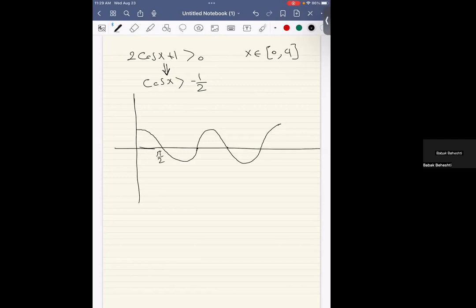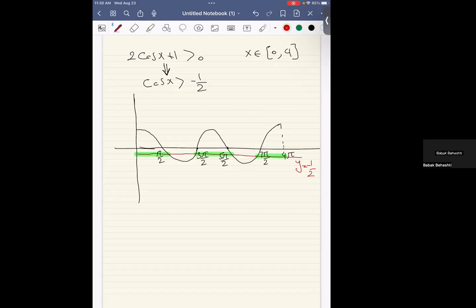So this is pi half, 3 pi half, 5 pi half, 7 pi half, that is 4 pi. So you want cos x to be greater than minus 1/2. Minus 1/2 is like here. So that means x must be in this interval. Look at those regions that are above minus 1/2. Above minus 1/2 means this region, and this region.